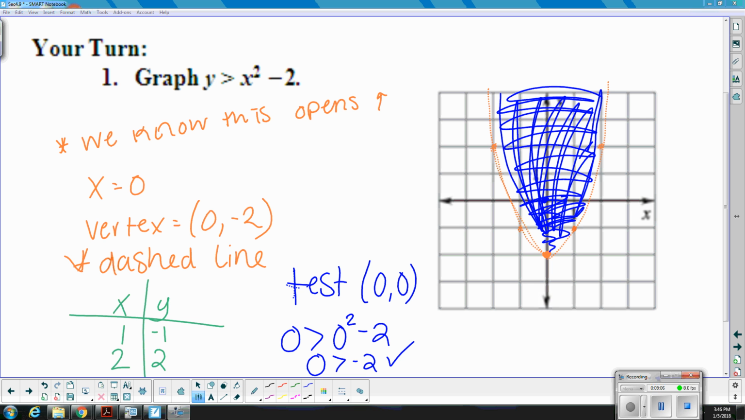So I chose the point 0, 0 because it's inside my parabola. And it is a solution. 0 is greater than negative 2. And so that's the area of the graph that I'm going to shade.